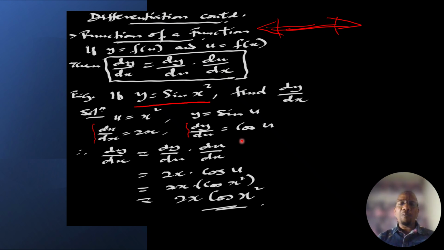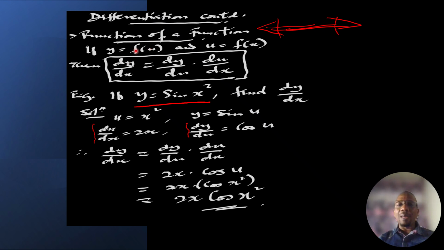If y equals f of u and u equals f of x, that is to say, y is a function of u and u is a function of x. For example, if y equals sine of x squared, find dy dx. In that case, y can be said to be f of u, and the x squared can be u. So u equals x squared and y equals sine u. And this is the formula for solving it.